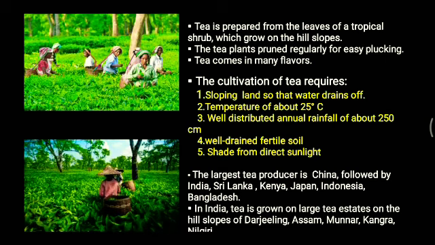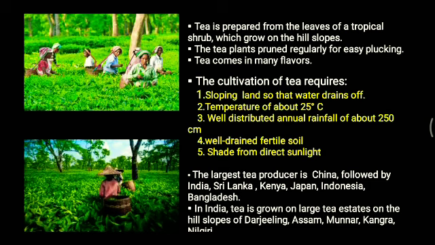Now, why this shade from direct sunlight? For this, large trees are grown along with the tea plants, so that they get the shade from the direct sunlight. These are the things.